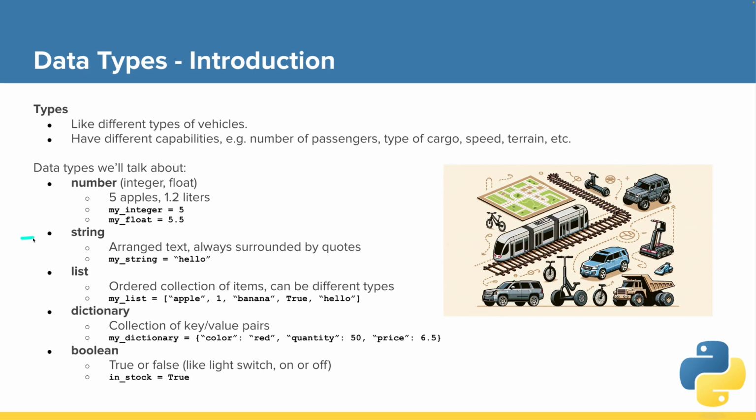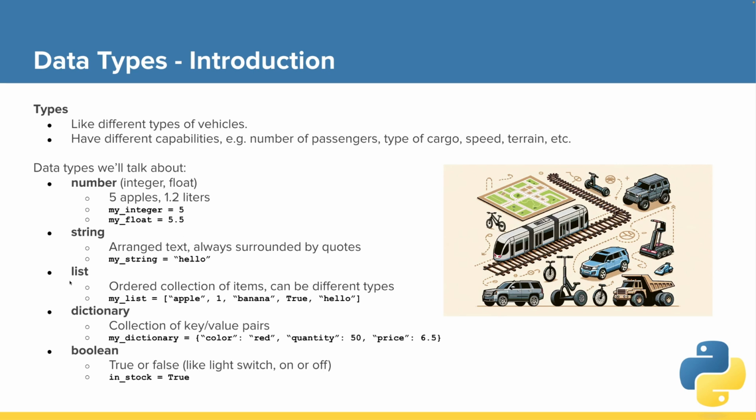A string, that's another data type we'll talk about. That's arranged text, simply. And it's always surrounded by quotes. So when we have variables, here's my string, that's the variable name, and the value of the variable is hello. It's surrounded by quotes. Whenever we see text surrounded by quotes assigned to a variable, that's a string. And Python knows the different operations it can do with a string.